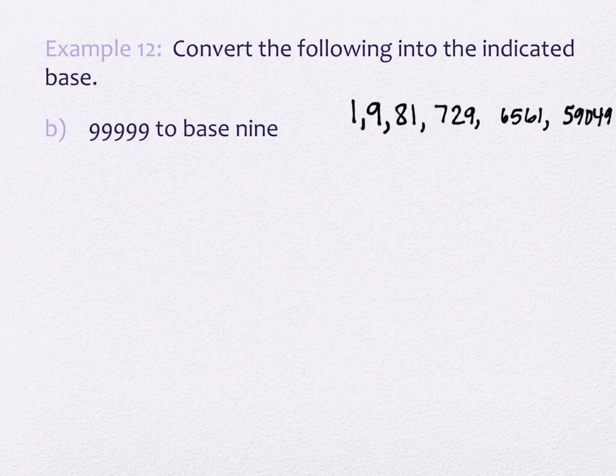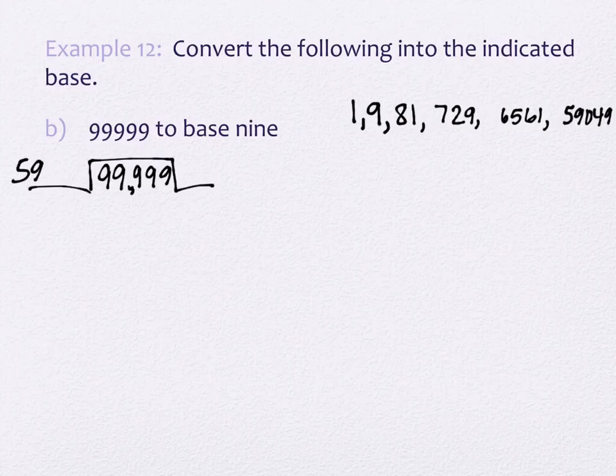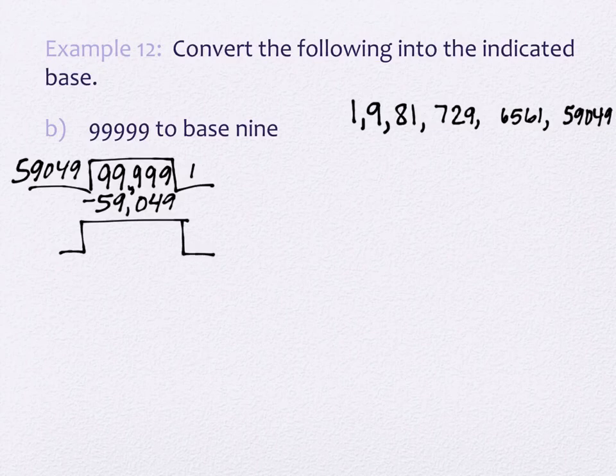So we're going to do division scaffolding with our 99,999. And we're going to be dividing the first time by 59,049, and it in fact goes in once. So what is 99,999 minus 59,049? Fabulous.